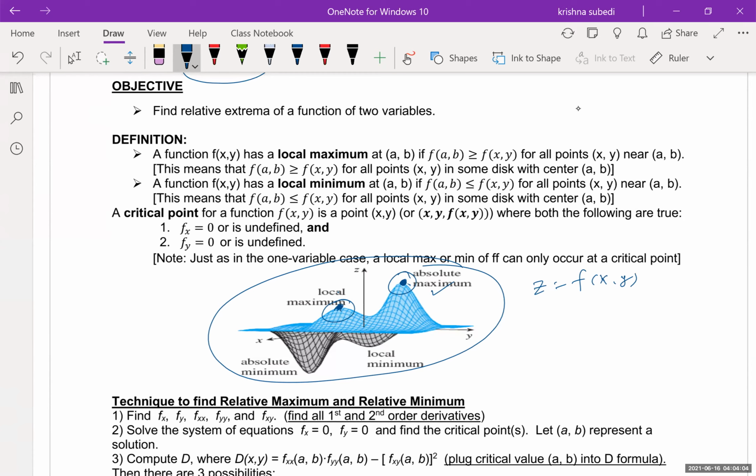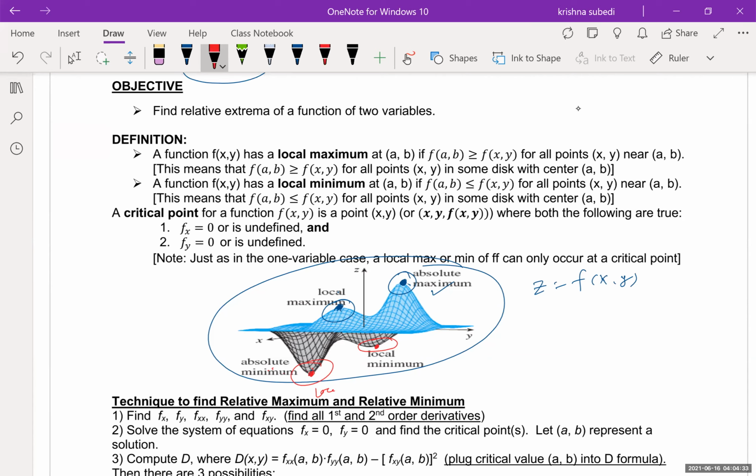In the same manner, there are two minimum values. One is this and another is this. In this neighborhood, in this locality, this is minimum, and in this locality this is minimum. Both are actually local minimum, but this one is the absolute minimum because this one is the real minimum globally in the overall graph.